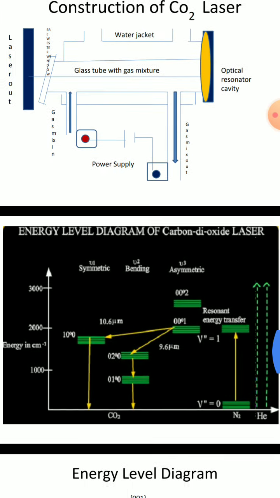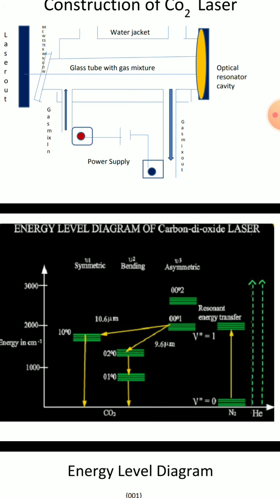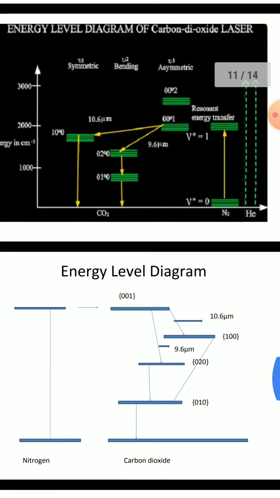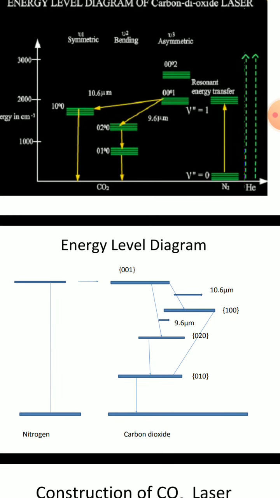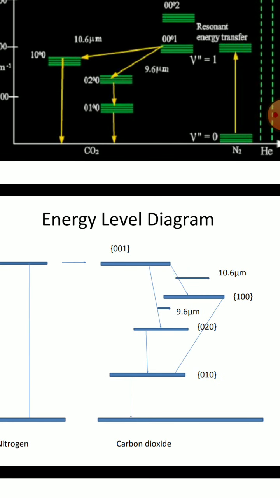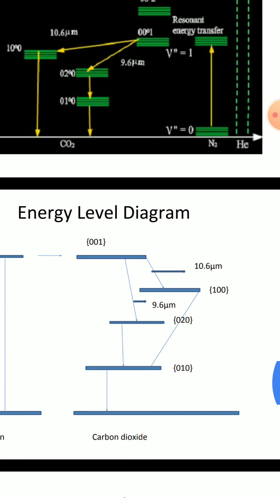These are the energy levels of the CO2 molecule. You can see here clearly, as I have specified the energy levels. You can see the nitrogen atoms, by collisional excitation, are populating the carbon dioxide, and the energy is transferred to the 001 level.